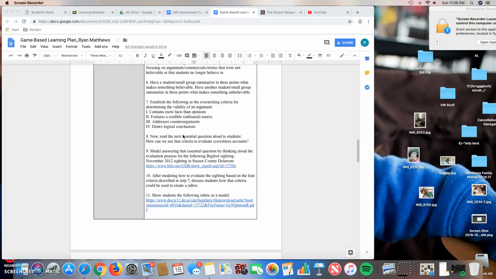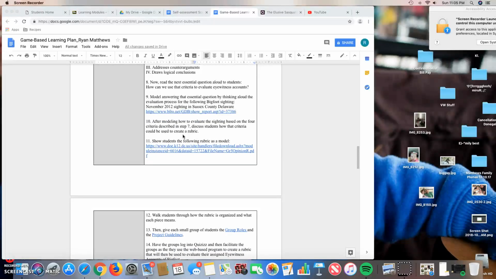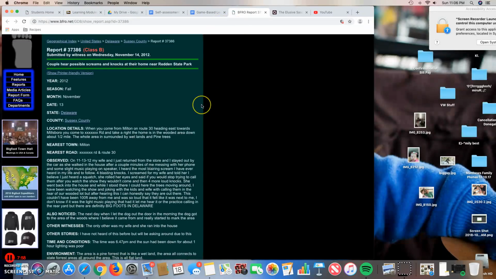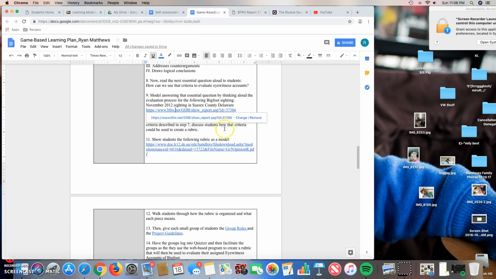So after having this class discussion and working through what makes something valid, students are then going to take the next step: how can we use that criteria to evaluate these eyewitness accounts? This process is going to be modeled by the teacher for the following eyewitness account. This is just an example one. It's actually from Delaware. The teacher will go through this, using that criteria about validity, and decide whether this is a valid Bigfoot sighting. Again, it's not necessarily whether they believe it or agree with it 100%, but based on the criteria, is it valid?